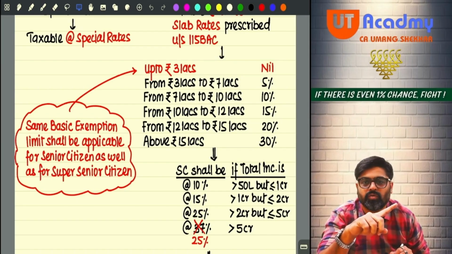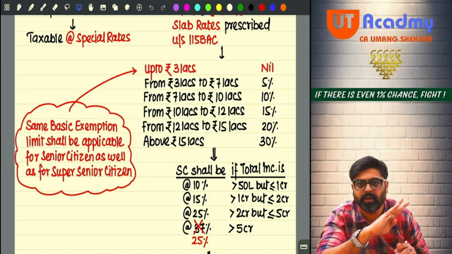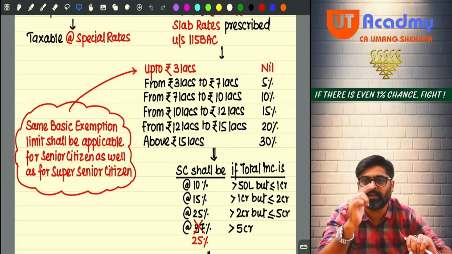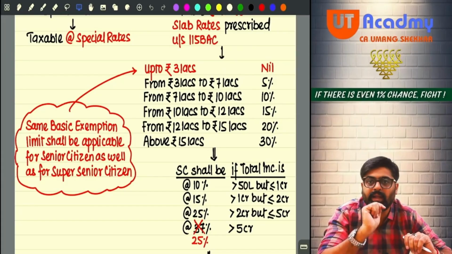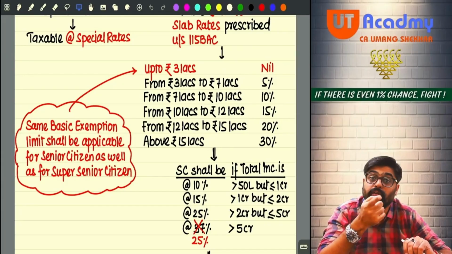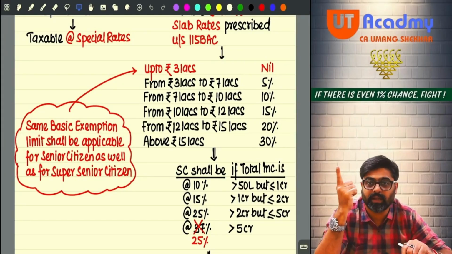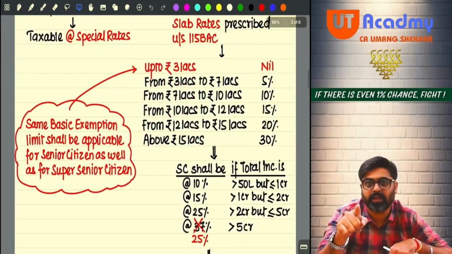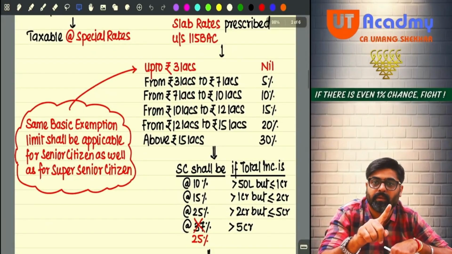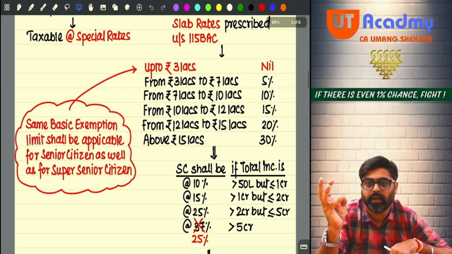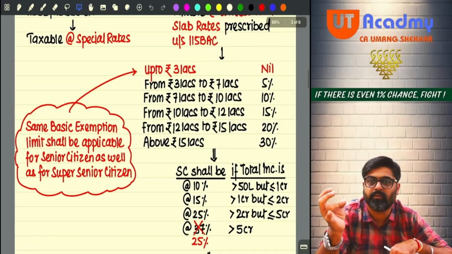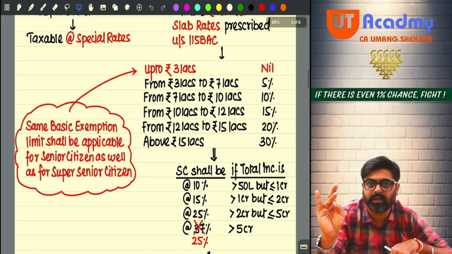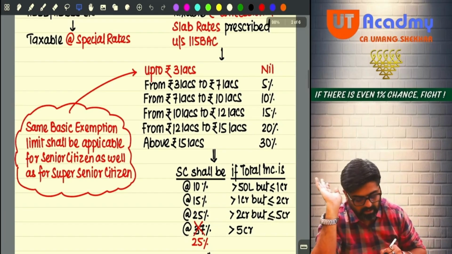So any individual, HUF, AOP, BOI, AJP, other than cooperative societies, are supposed to apply these tax rates on the balance total income, which is calculated without taking certain deductions and exemptions. Yes or no? Apply these rates. These rates are applicable for all types of assessees: individual, HUF, AOP, BOI, AJP. Whether the individual is a senior citizen, then also this will be applicable. Whether that individual is a super senior citizen, then also it will be applicable.